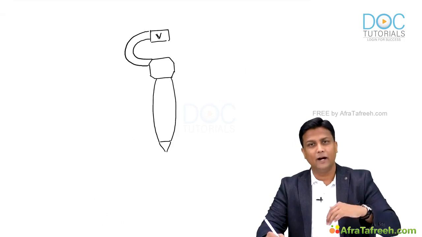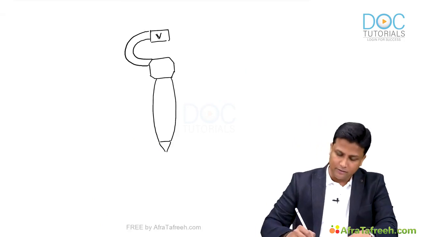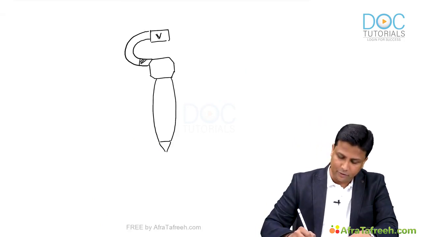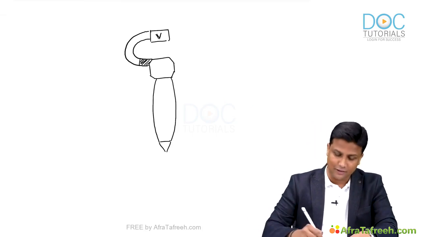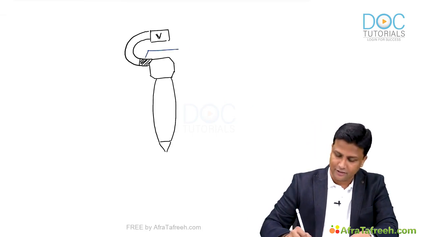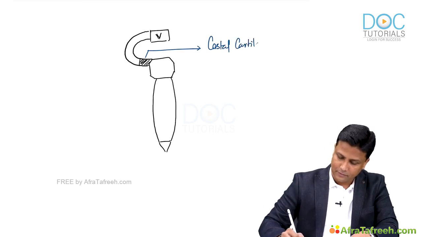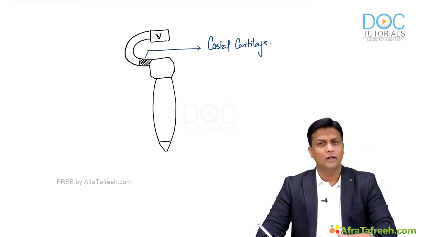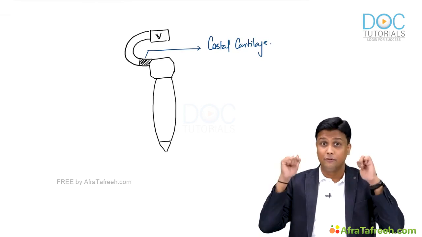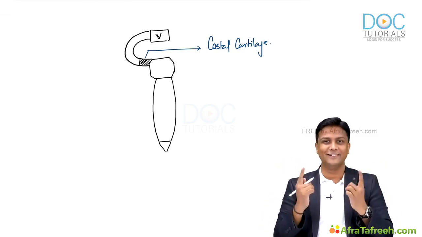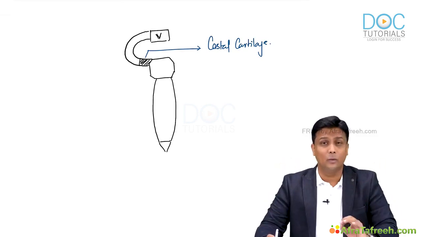Now, will the bony part of the rib attach? No. The ribs are attached to the sternum with the help of a small piece of cartilage, and remember, that cartilage is referred to as the costal cartilage. So the ribs begin from the vertebrae behind, take a turn, and get attached to the sternum with the help of the costal cartilage.